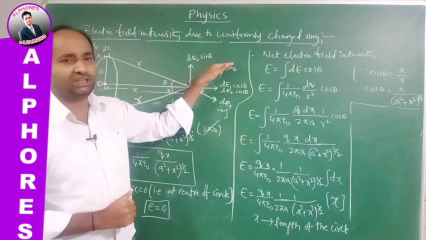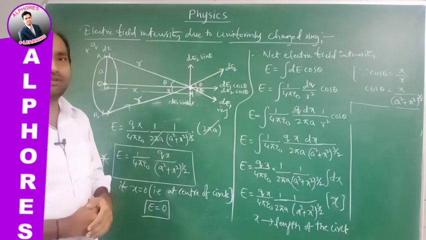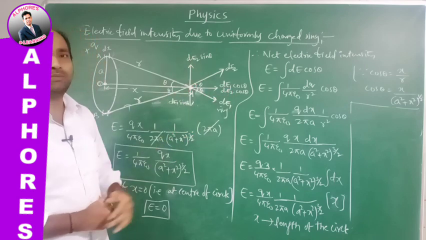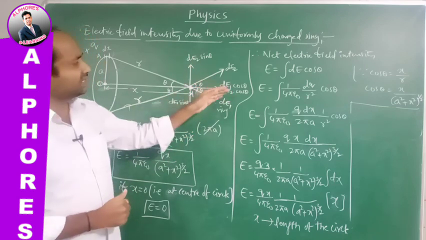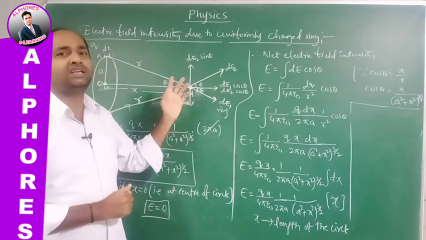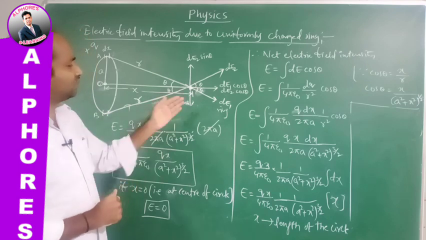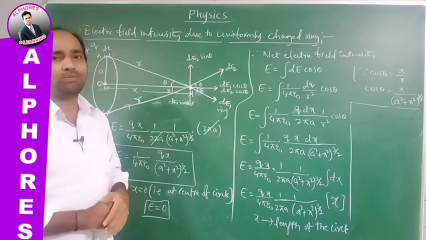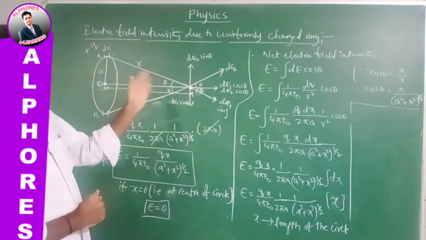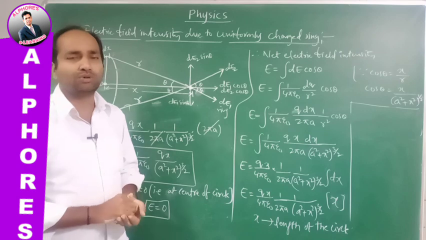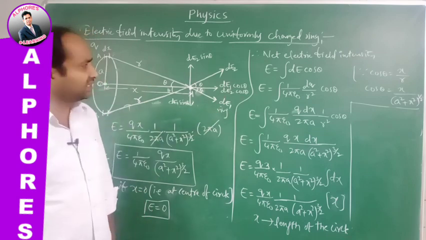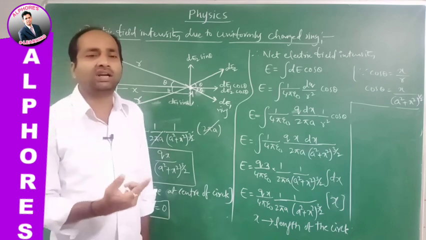The intensity of electric field due to the diametrically opposite element has the same magnitude but a different direction. This is the direction of dE2. Again we resolve dE2 into components: horizontal component dE2 cos theta and vertical component dE2 sin theta. The horizontal components are in the same direction, but the vertical components of dE1 and dE2 are in opposite directions. With equal magnitude and opposite direction, the vertical components cancel each other. Not only these two, you may take any two diametrically opposite elements.